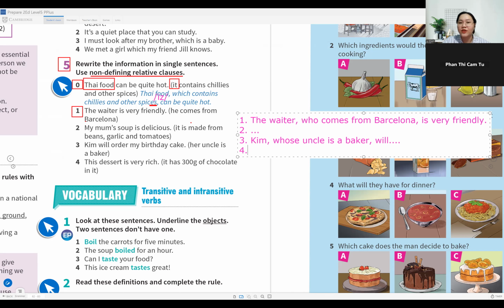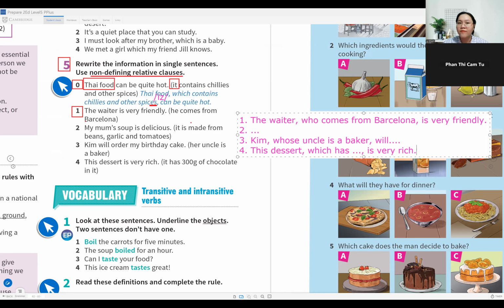Right, if you got it, let's move on to number 4. This dessert is very rich. It has 300 grams of chocolate in it. This dessert, which has 300 grams of chocolate in it, is very rich. It's perfect. Totally correct. All right. Do you have any questions about these two kinds of relative clauses?